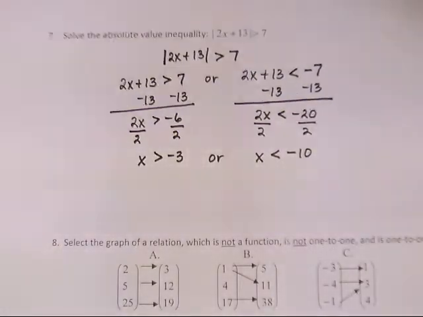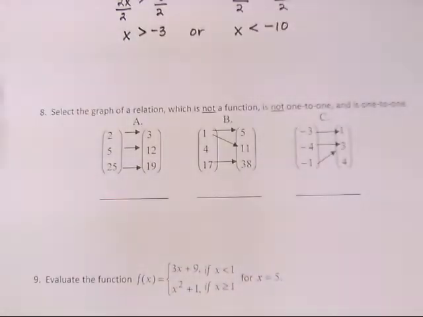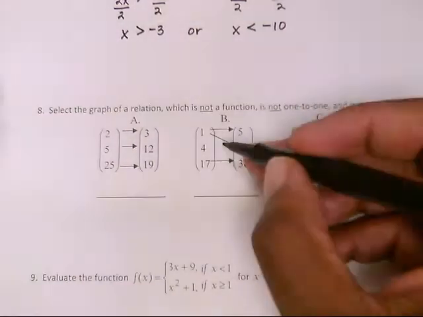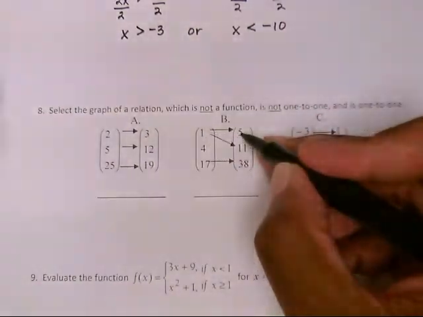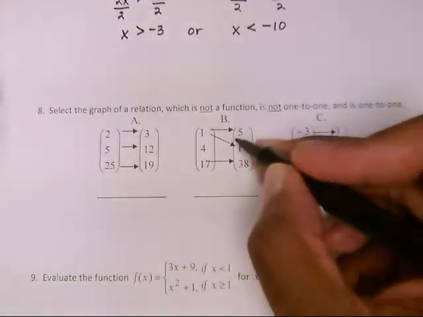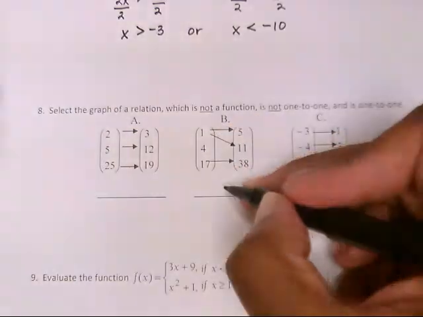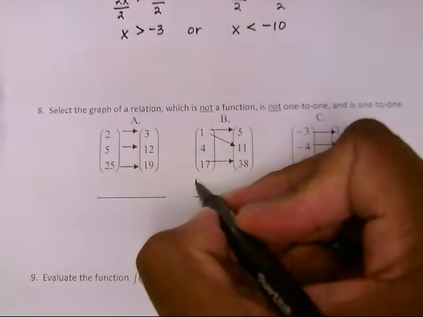Alright, number 8. Here you're going to select the graph of a relation which is not a function, not one-to-one, and is one-to-one. Now, something that's not a function is this: you cannot have an x value going to two different y values. Like in this one right here, you got one going to positive 5 and one going to 11. You can't have this x going to two different y values. So here, this is a mapping that is not a function.